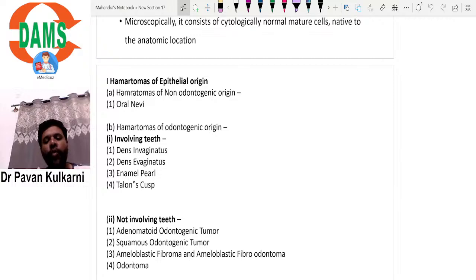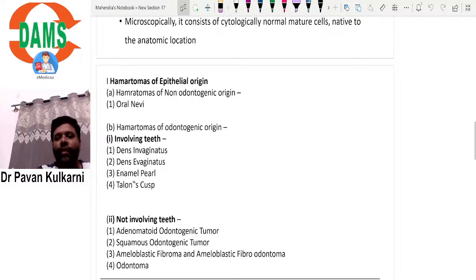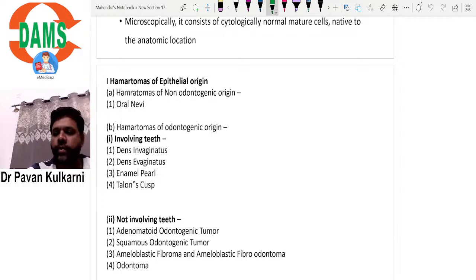Ameloblastic fibro-odontoma. Please, I'm sorry, this ameloblastic fibroma should not be there. Let me cancel this for you. I'm really sorry. Ameloblastic fibroma is not.